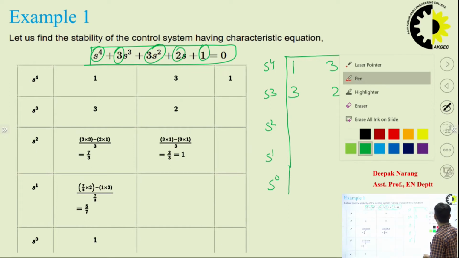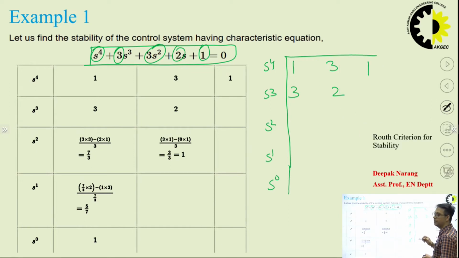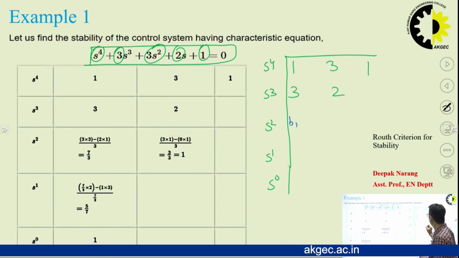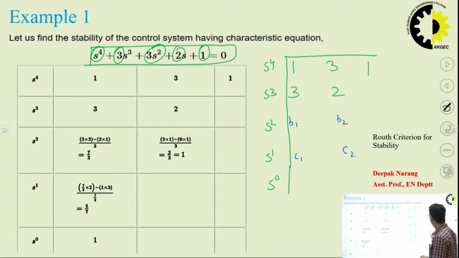So we have formed the baseline of this array. Now we are supposed to find out B1, B2, C1, C2, D1. So we'll find out all these values.